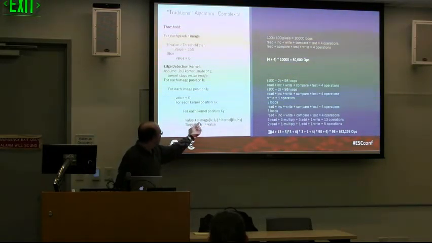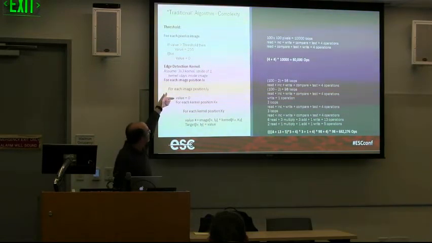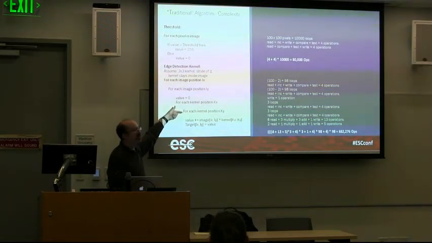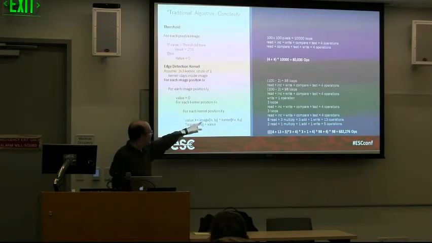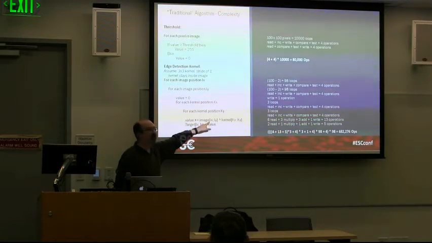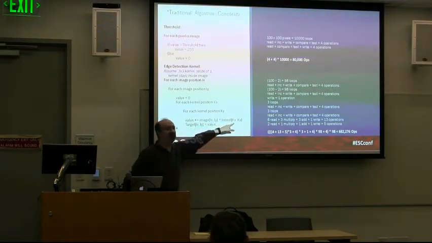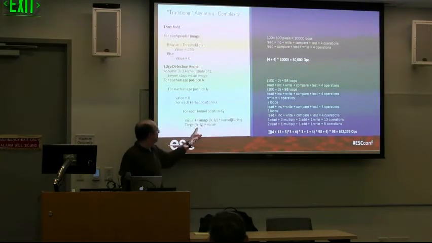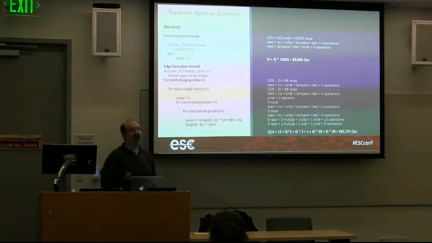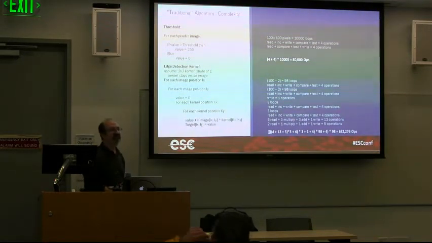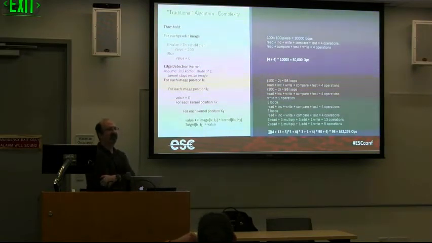Actually, let's start here. Start with the value of 0. For each kernel position, kx, for each kernel position, ky. So there's your 3 by 3. The value is the sum of the value of the pixel of that image times the value of the kernel for x and y. And you just add them up, and then you put that back in the center of the pixel. Everybody following how that works? So you're doing 9 multiplications and 9 adds.